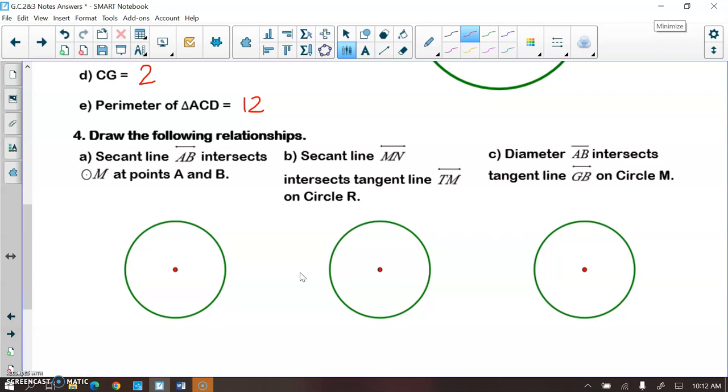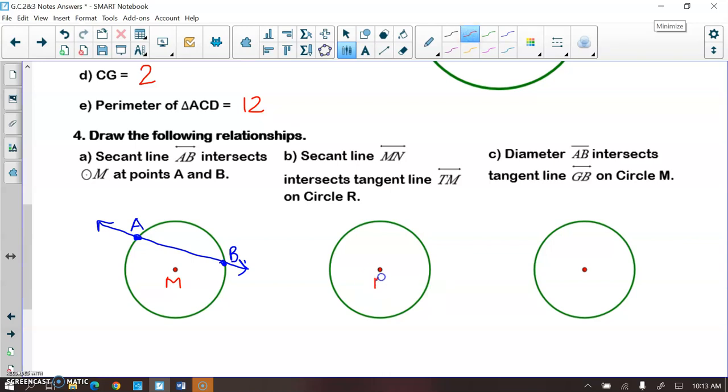So we want to draw a secant line AB intersecting circle M at points A and B. So first, we know that this is circle M, so the center is called M. A secant line is a line that goes through your circle and continues on. And it intersects the circle at points A and B. So I'm going to put A here and B here. That is exactly what was described to us. Now your secant line could be going up and down instead of left to right, like how mine is. It's up to you.